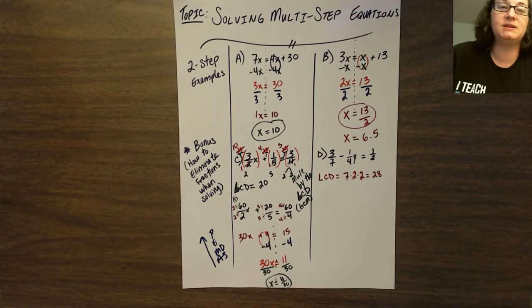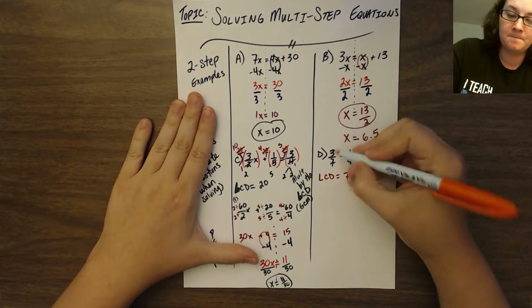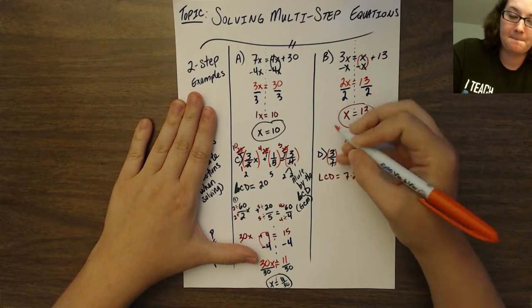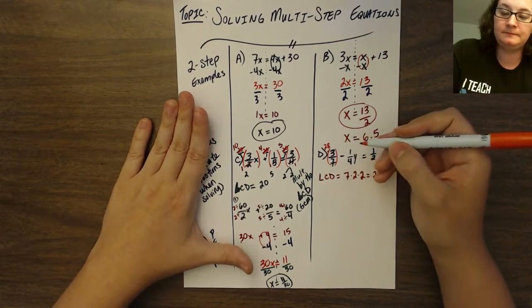So my LCD is 28. That is the number that I should multiply everything by. So I'm going to multiply by 28.